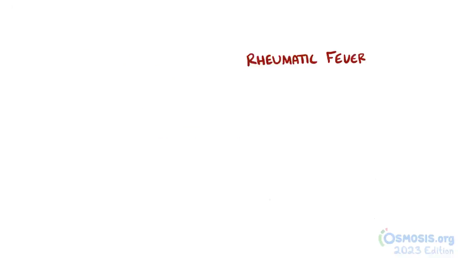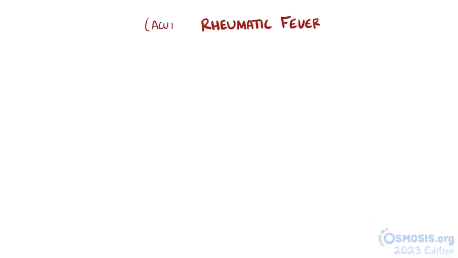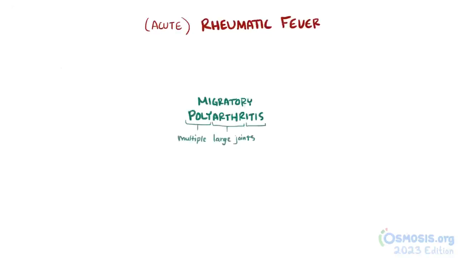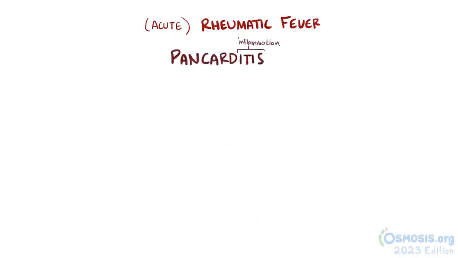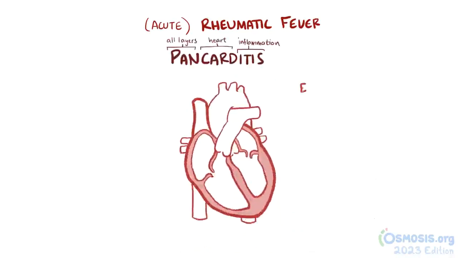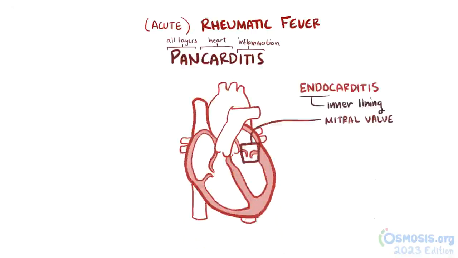A lot of patients that do get rheumatic fever from strep, sometimes called acute rheumatic fever, will have a variety of clinical findings. The most common of which is migratory polyarthritis of the joints, where multiple large joints become inflamed, swollen, and painful, one after another, although this damage isn't permanent. Secondly, some patients have pancarditis, or inflammation of all three layers of the heart tissue. The first, or endocarditis, is inflammation of the inner lining, which includes the valves. The mitral valve is most commonly affected, although the aortic valve might also be affected.